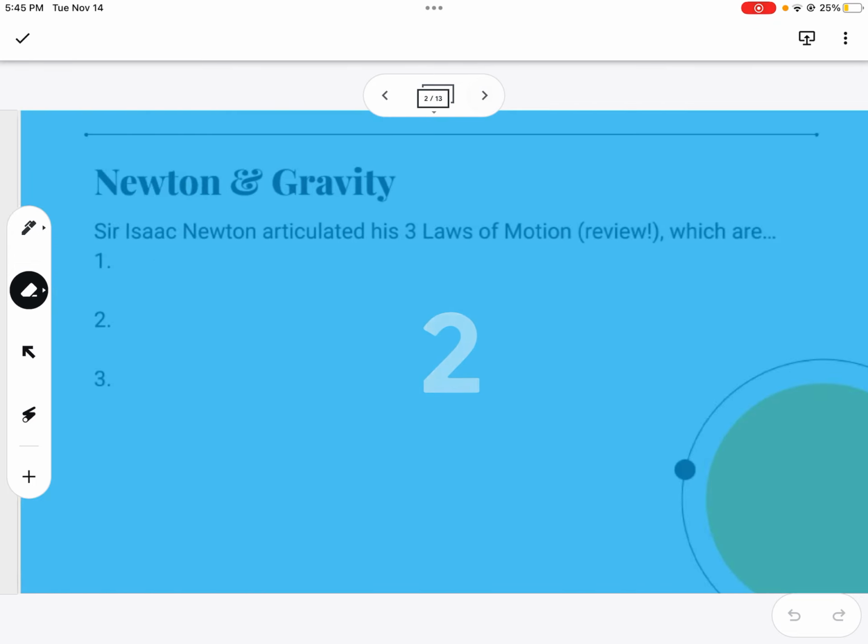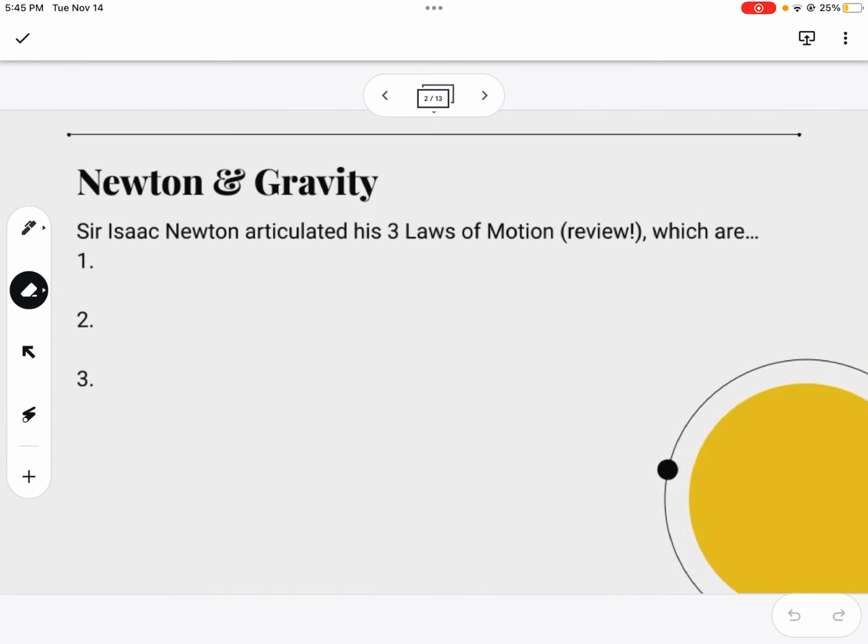All right, so Newton, honestly, what a dude. He did so much for physics, for gravity, for just the human race in general. What a guy. So Sir Isaac Newton articulated his 3 laws of motion. You already know these, okay? So this is a little bit of review. Hopefully you're saying them, you're thinking them.